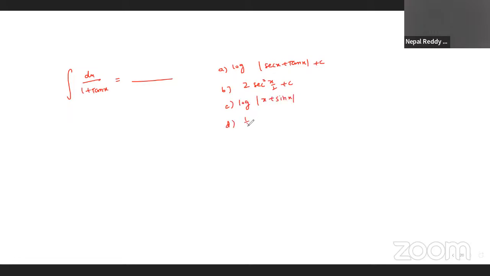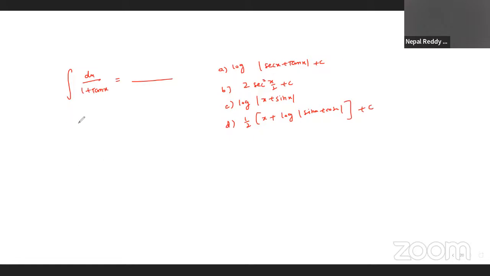Suppose that integral dx by 1 plus tan x. This is the question. Options are given. Option A, log modulus secant x plus tan x. Option B, 2 times of secant square x by 2. Next, option C, log of x plus sin x. Option D, 1 by 2 of x plus log of mod sin x plus cos x plus c. This is the question.